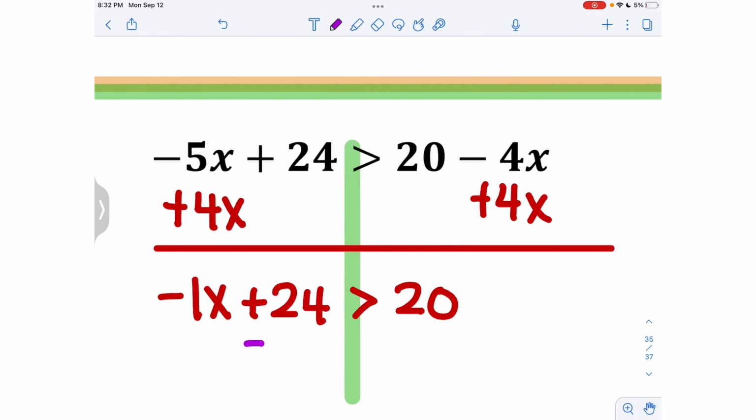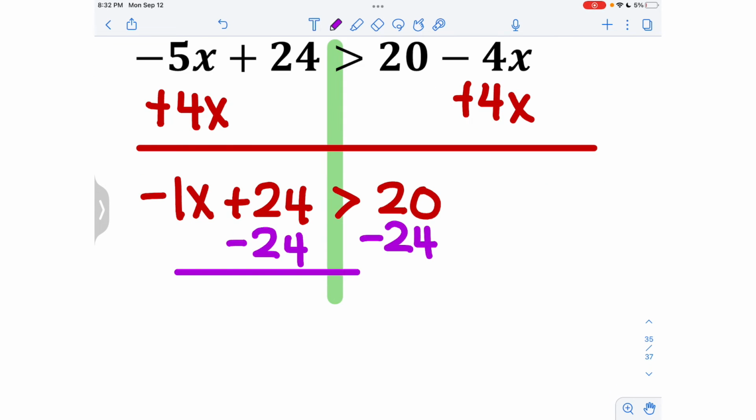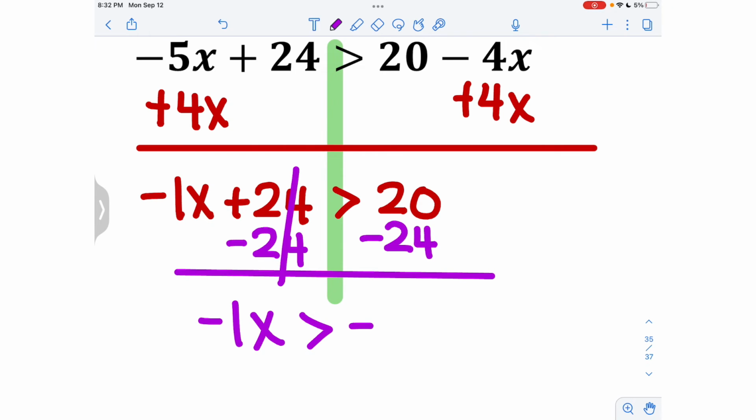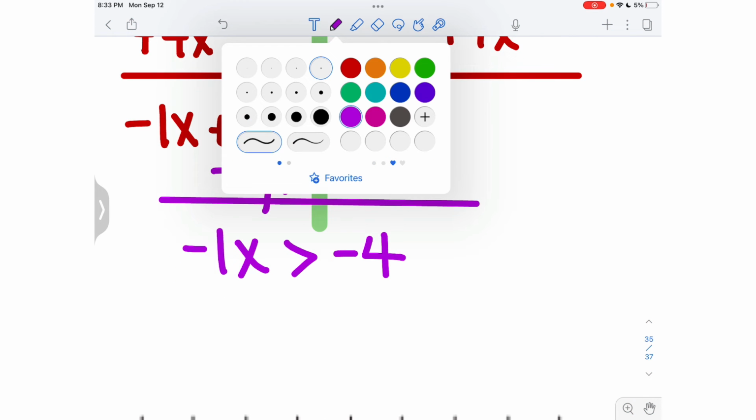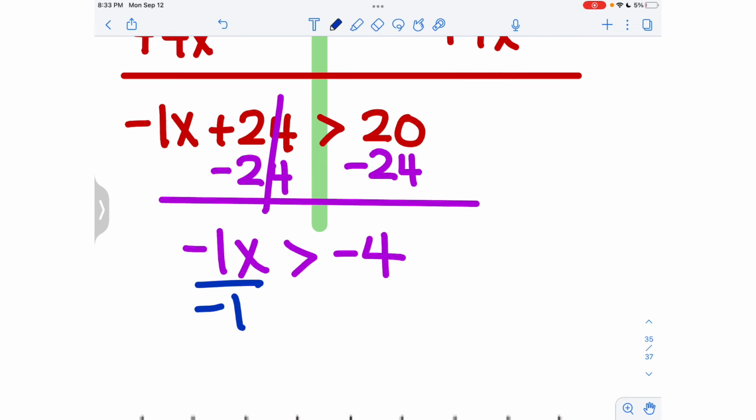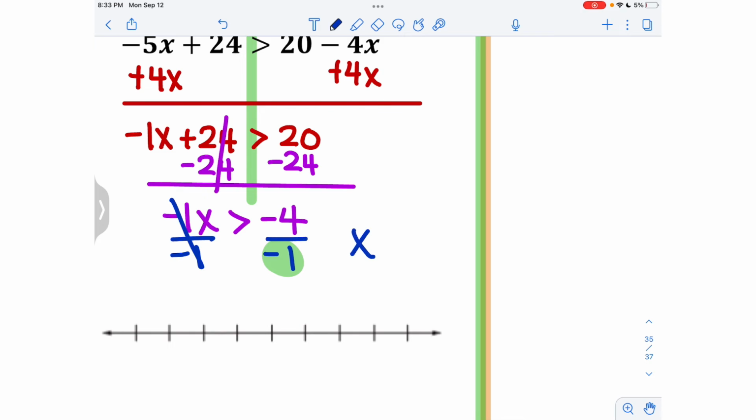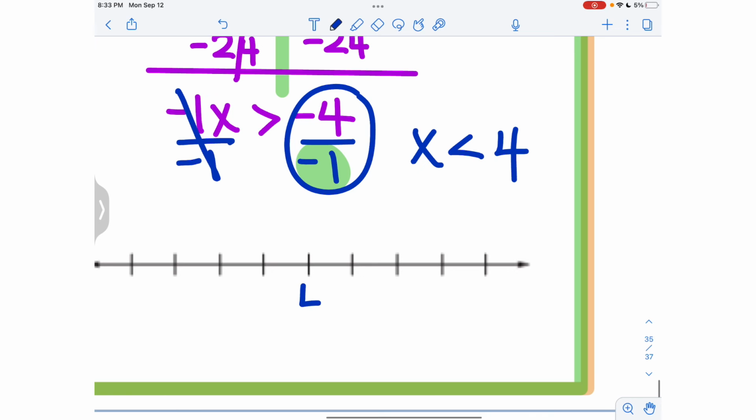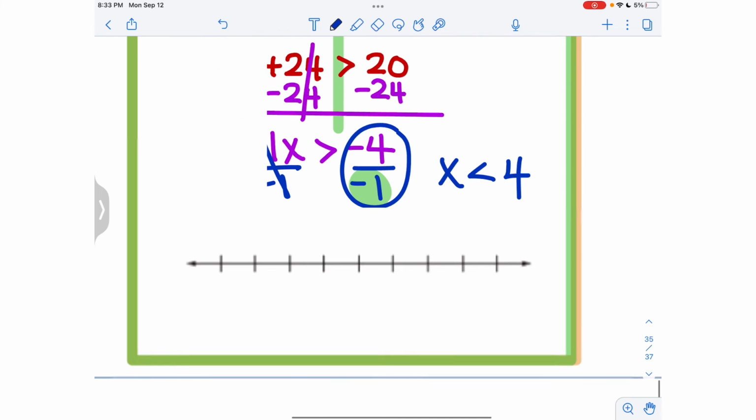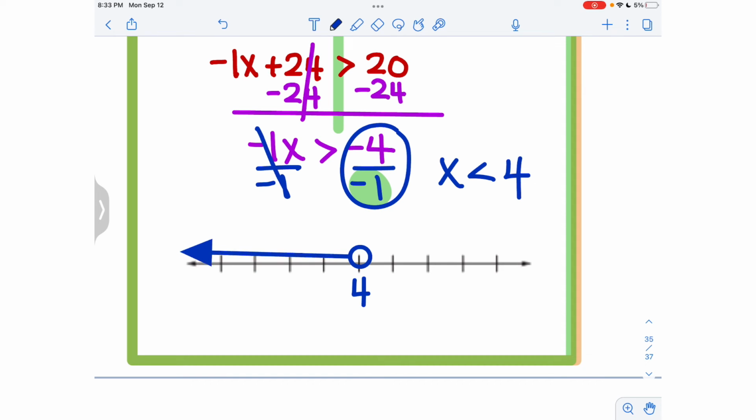Next, I will subtract over the 24. And I get negative 1x is greater than negative 4. And I will divide. And I am dividing by a negative number. So since this bottom number is negative, I am going to flip the sign. So my final answer is x is less than positive 4. Negative divided by negative is positive. This one is an open circle because there's no underline, and less than goes to the left.